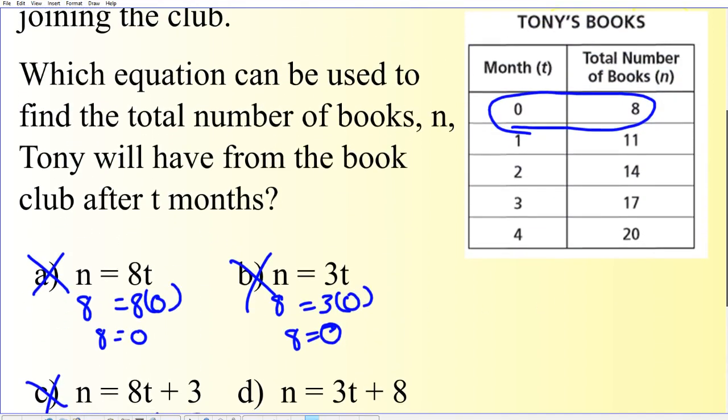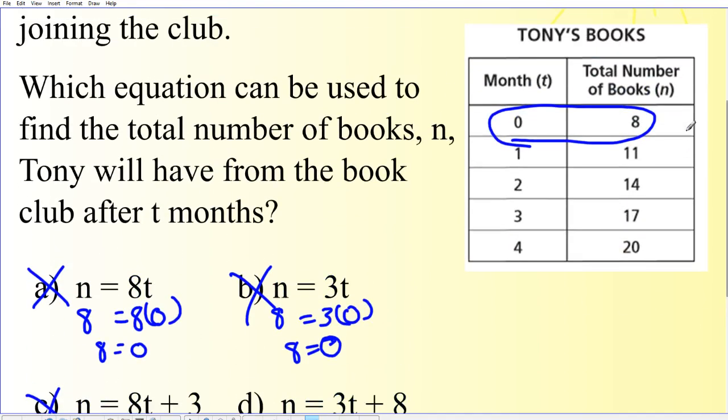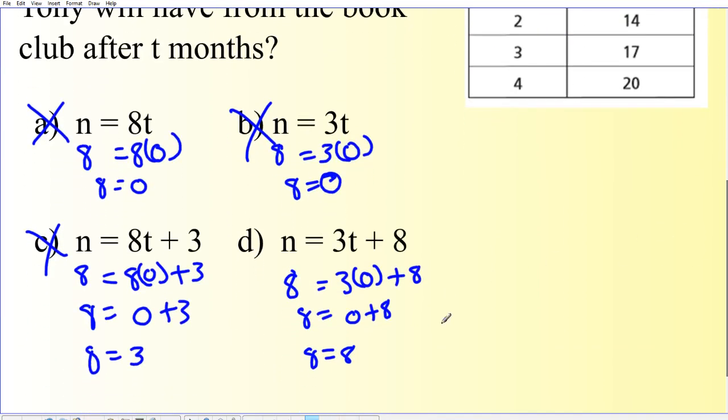So by process of elimination, it better be letter D. Now let's check. Who knows, I might have made a mistake somewhere. So N should be 8, T should be 0. So now 3 times 0 is 0, 0 plus 8. Okay, yeah, that worked. So that worked in this last equation, this letter D.